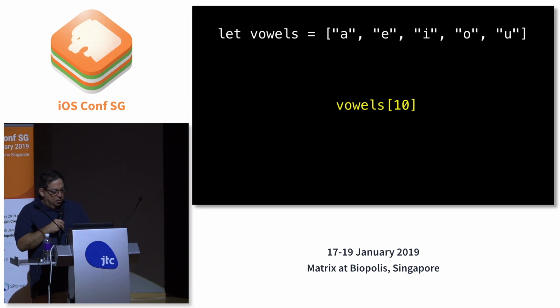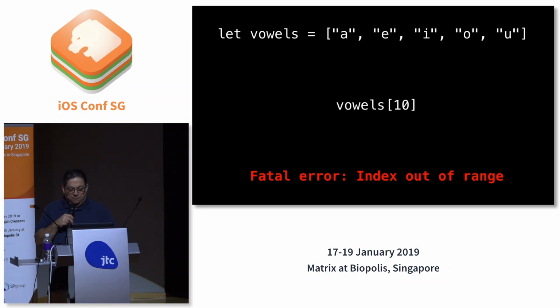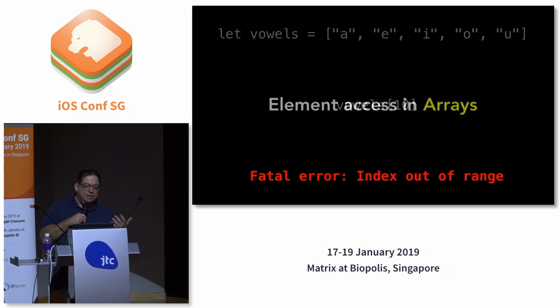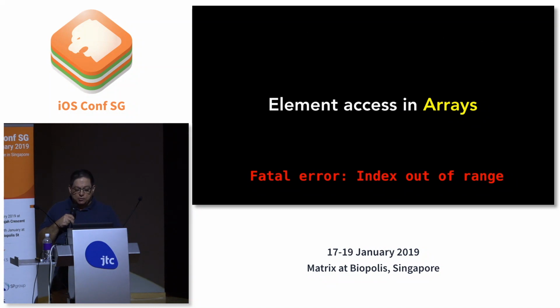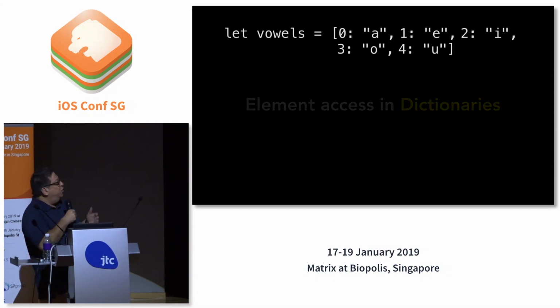They could have just wrapped, you could have just done mod and come around again and picked it out. They could have given you a nil, but arrays act pretty much the same in many languages. If you ask for something that's beyond the end, you tend to get a fatal error. And so that's the way element access is in arrays. None of us are surprised, and we don't really think much about it, even when we compare it with element access in dictionaries, which is really different.